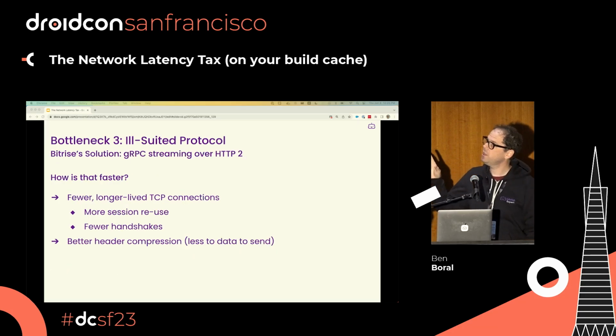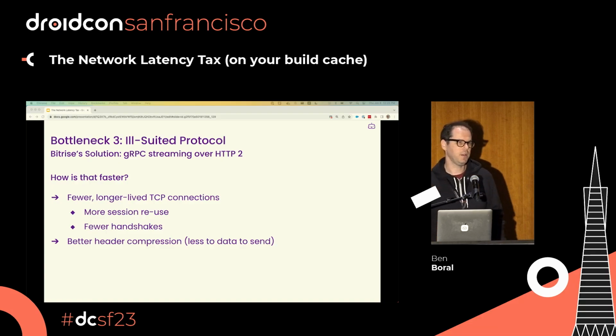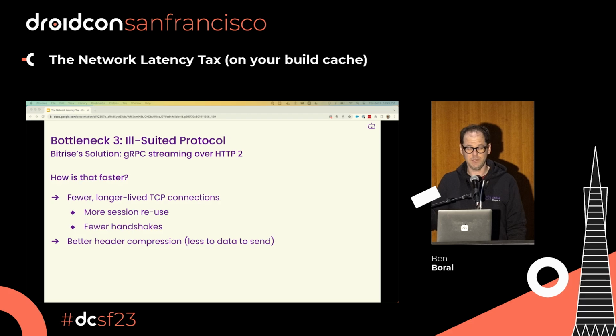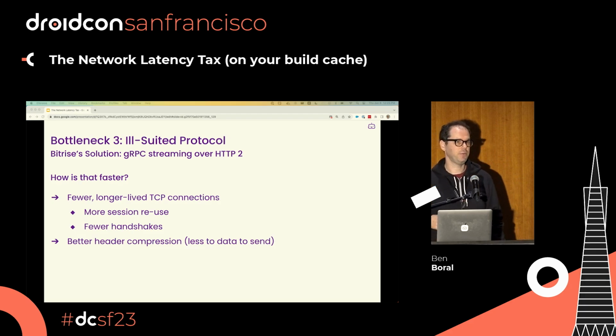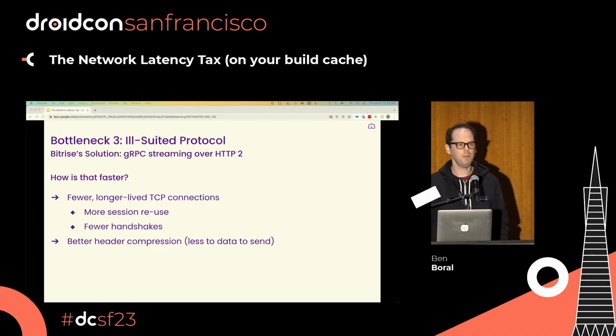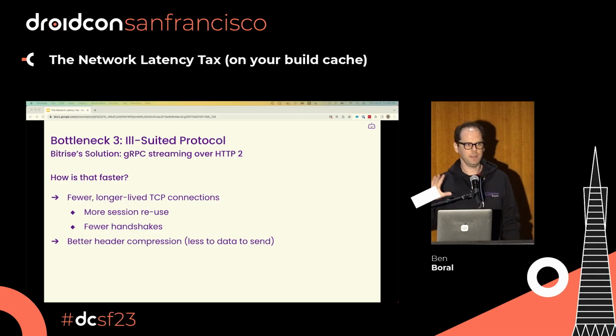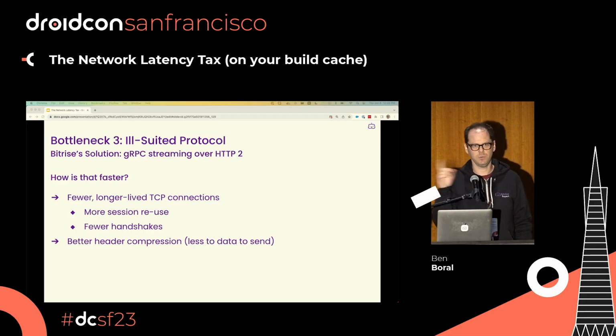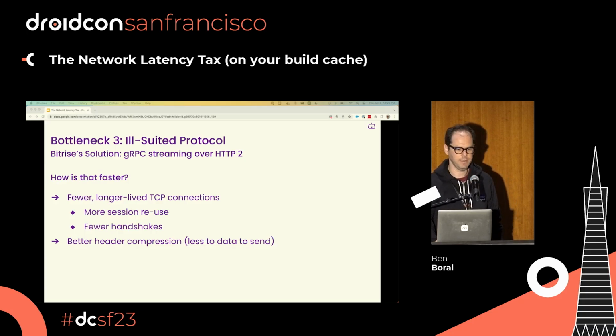So our solution, we've implemented a custom Gradle plugin that uses gRPC streaming over HTTP2. And what that provides for us is a much smaller number of longer-lived TCP connections. So we get to reuse those, not have the overhead of all those handshakes. And then another side benefit is there's better header compression, so that means we don't have to send as much data.